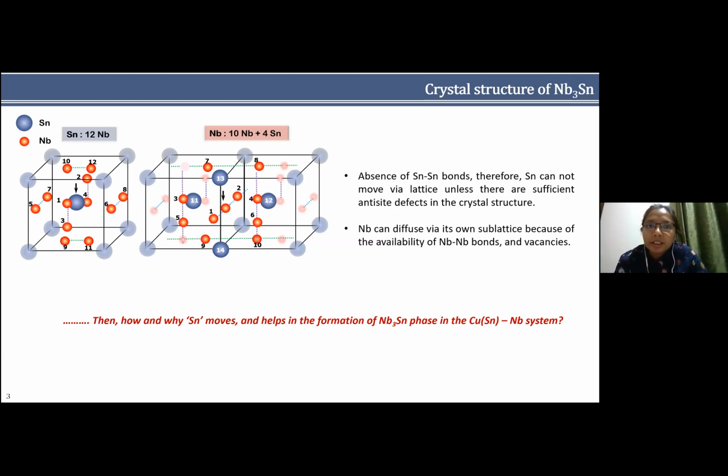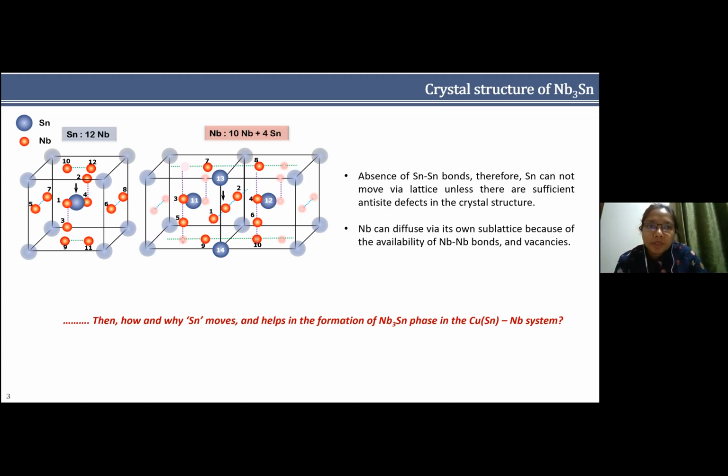On the other hand, the major component of Nb3Sn, which is niobium, has 10 niobium atoms and 4 tin atoms as its surroundings, which means there are niobium-niobium bonds, and if there are vacancies present in the structure, niobium can easily diffuse by its own sublattice and help form Nb3Sn. So why is it that during the experiments we see tin is the only mobile species and niobium is not? Now we'll see how and why tin moves and helps in the formation of Nb3Sn.